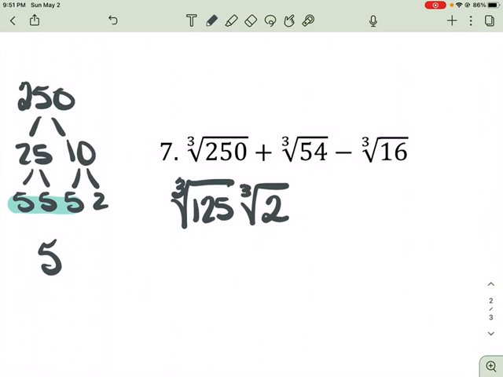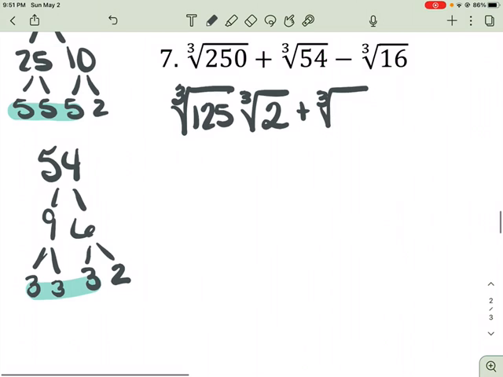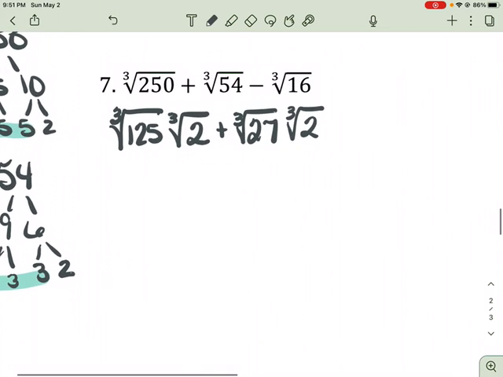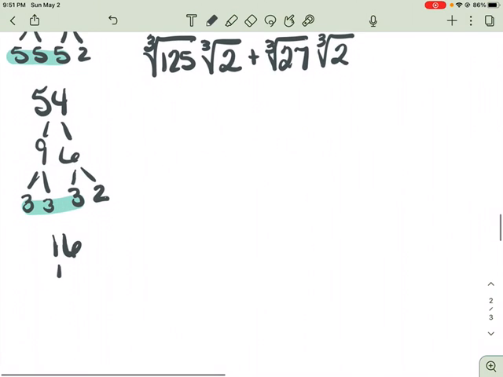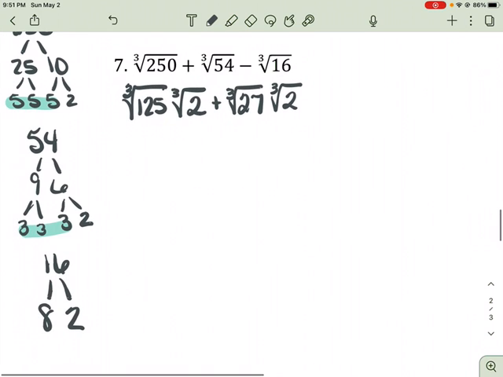Okay, so let's do 54. That's 9 and 6. Okay, we can do 3 and 3 on the 9 and 3 and 2 on the 6. Oh, there's my group of 3. Plus cube root of 27. Cube root of 2. Okay, so it's looking like we're going to be able to add those. Okay, let's do 16. 8 and 2. 8's a perfect cube, so I don't need to go any further. So plus, minus, okay, cube root of 8, cube root of 2.